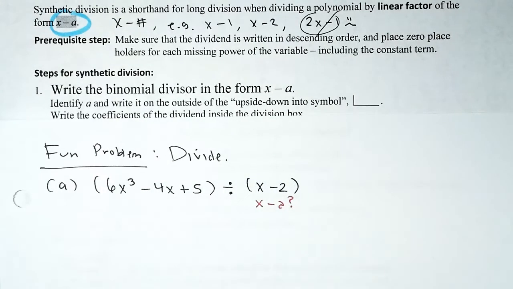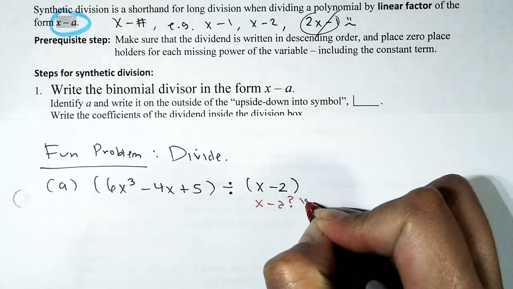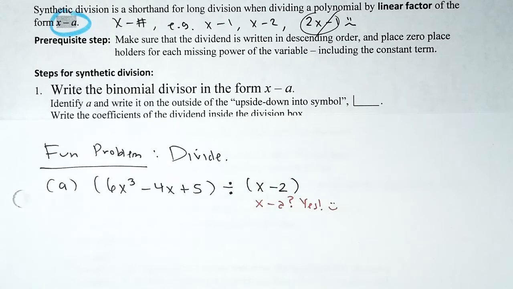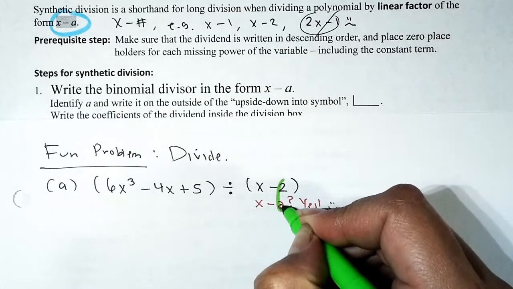I love writing my thought process on paper, so that's why I write it how I speak it. Am I dividing by a binomial of the form x minus a number, or x minus a? The answer is yes, so that makes me happy. Let me identify the value of a. The value of a is the number that follows the subtraction sign. So in this case, the value of a is 2.